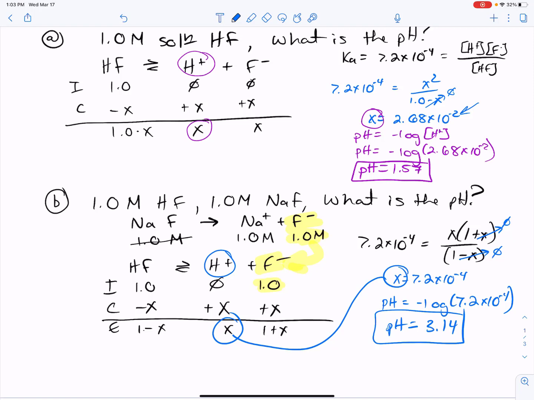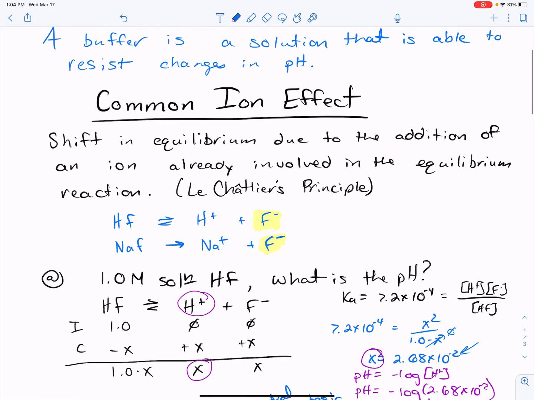Something else to note is that, remember, sodium fluoride, sodium is a neutral species, fluoride is basic, it's a basic salt. And so because of that, we expect the shift to become more basic, which it did, because 3.14 is higher, therefore it's more basic than my 1.57 pH. And so these are all little things to remind yourself that you expect this as a common sense check. All right, but let's go back up here to Le Chatelier's principle.